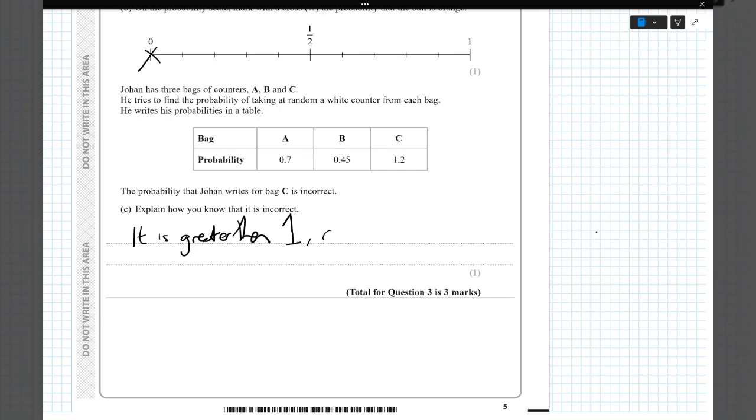And all probability sums to 1. Okay, nice and easy. Got to remember that for your exams.